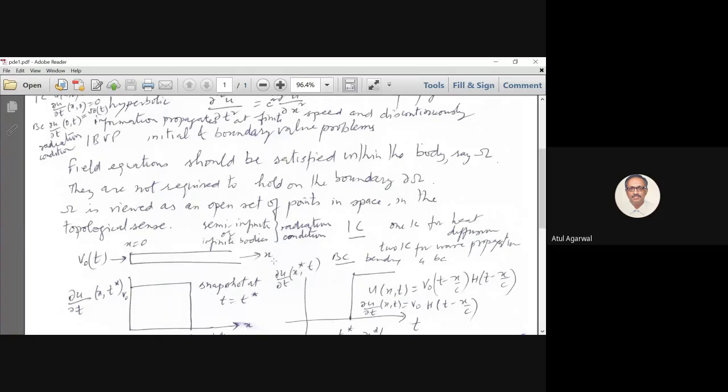So we are talking of semi-infinite or infinite bodies. You give velocity at the point x equal to 0, and you want to find the solution for all x. For the initial condition, I just told you one initial condition for heat diffusion, two initial conditions for wave propagation. If you have a bending problem, you will see your differential equation is of fourth order. Fourth order derivatives are there. There we will need four boundary conditions.